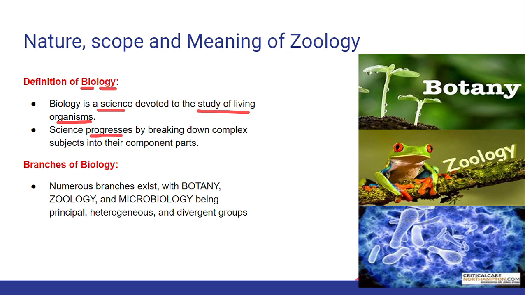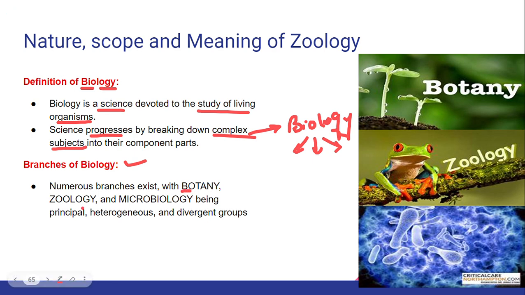Science progresses by breaking down complex subjects. What is the complex subject over here? That is biology. So biology is being broken down into different components. What are the different components? We'll see in the branches of biology. So basically we have three branches, that is botany, zoology and microbiology. In the chat section, write and tell me botany is for what, zoology is for what and microbiology is for which organisms.